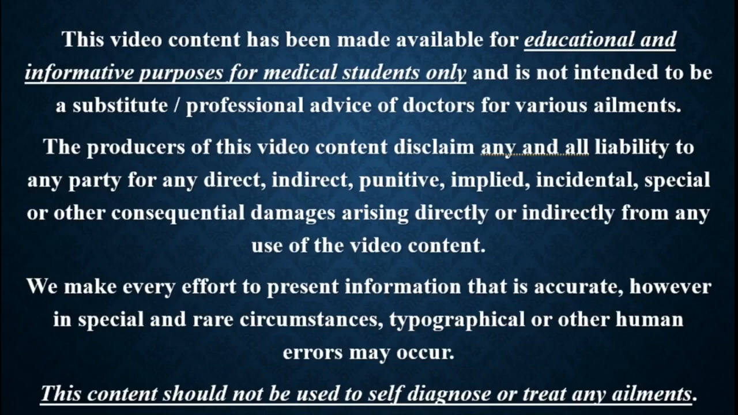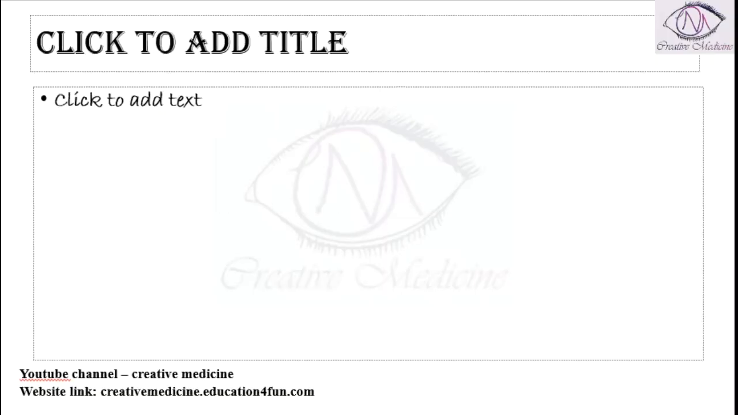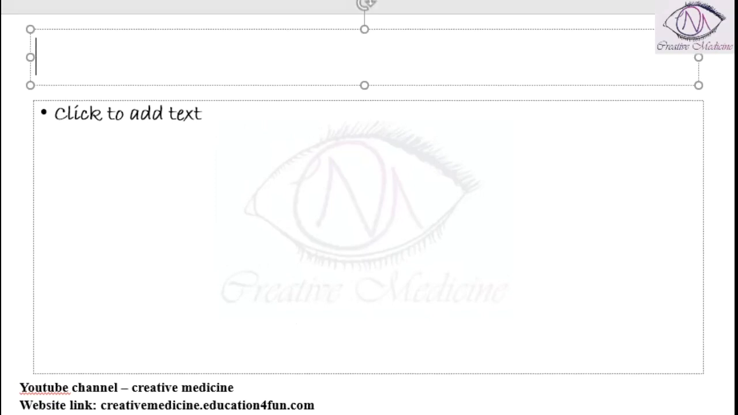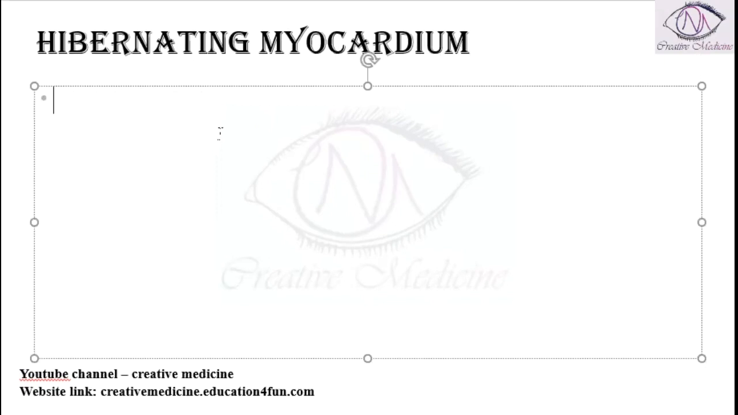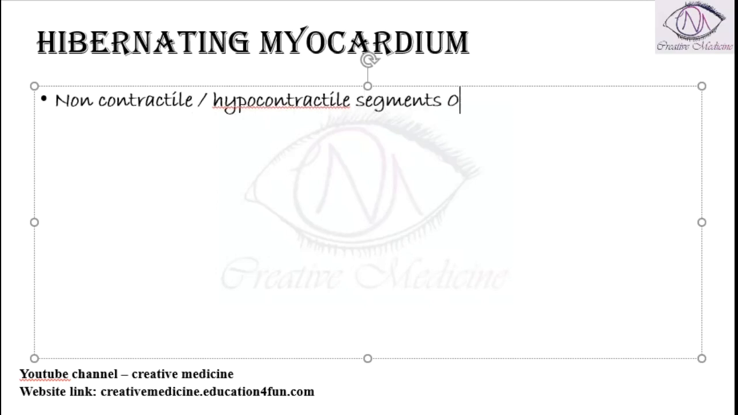In this lecture, we will learn about hibernating myocardium. In this condition, left ventricular dysfunction occurs. But why? First, there are some non-contractile or hypocontractile segments present. These non-contractile and hypocontractile segments are viable. They are viable, but they are also chronically ischemic.